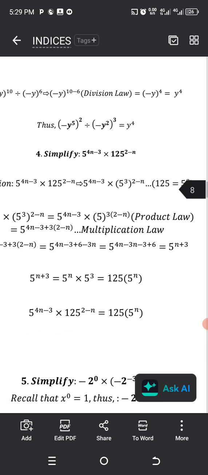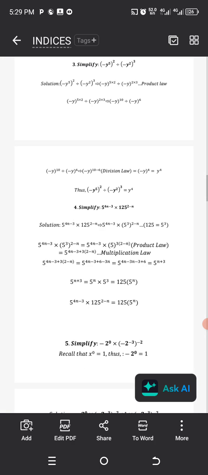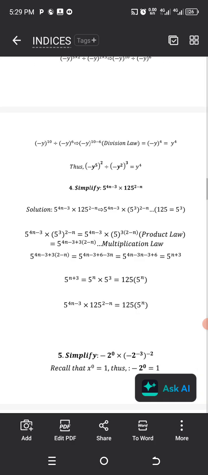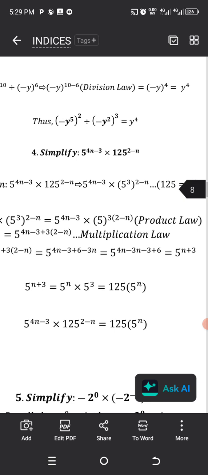So this is question 4. See the solution before I zoom in. I'll zoom out to check the solution before I explain how it's been done. So now let me explain.